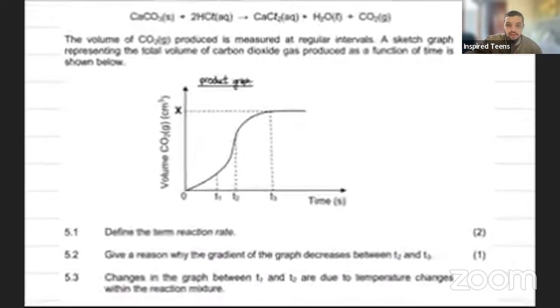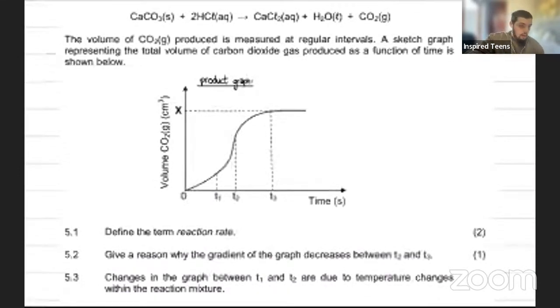5.1. I'm not going to write the answer, but define the term rate of reaction. Okay, I'll give you what the memo says. Any one of the following you are allowed to give: the change in concentration of products or reactants per unit time, or the change in amount or number of moles or volume or mass of products or reactants per unit time, or the amount, number of moles, volume, mass of products formed or reactants used per unit time, or the rate of change in concentration, amount of moles, volume, or mass. The easiest one is probably the change in concentration of products or reactants per unit time. Straightforward one, you just give that one and you'll get your 2 marks.